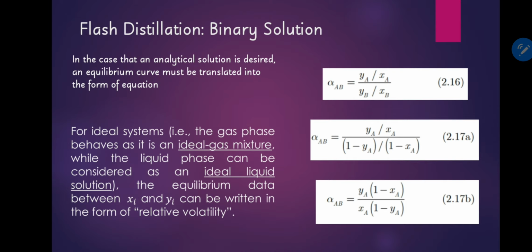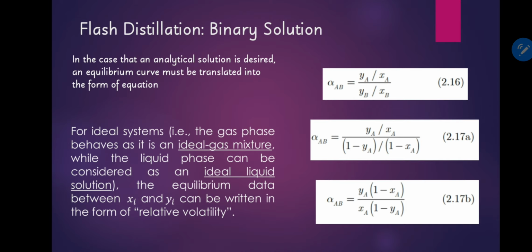Further, it can be expressed as relative volatility AB is equal to yA over xA all over the quantity 1 minus yA over the quantity 1 minus xA, because again, xA plus xB is equal to 1 and yA plus yB is equal to 1. That is for the binary solution. And then it will give us equation 2.17b, which is relative volatility equal to yA times the quantity 1 minus xA over xA multiplied by the quantity 1 minus yA.